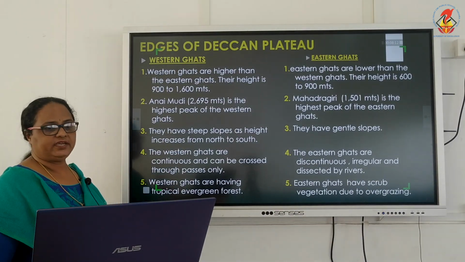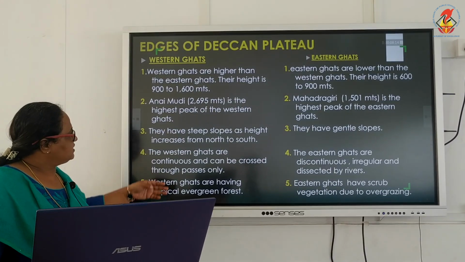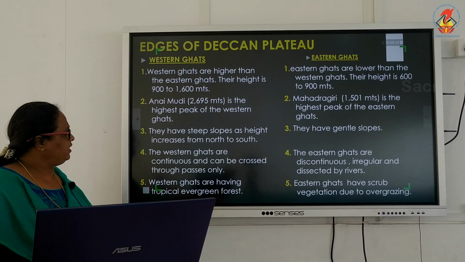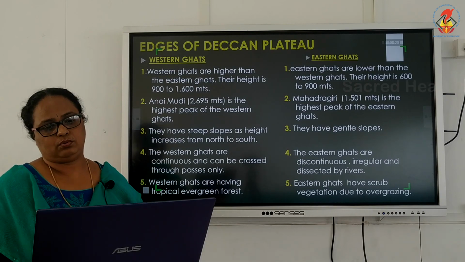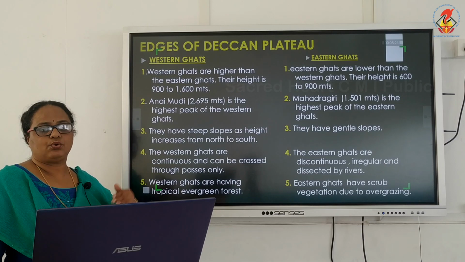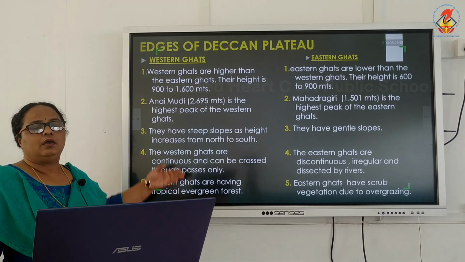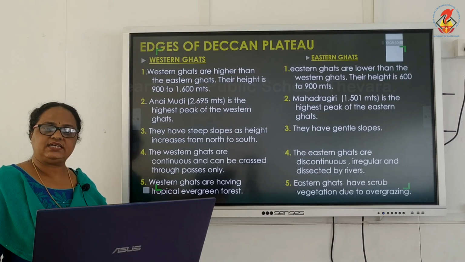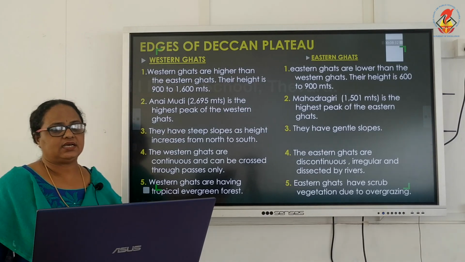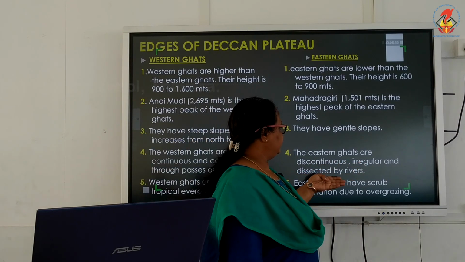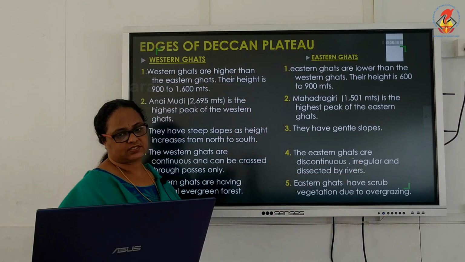The fourth point of the Western Ghats is that it is continuous and can be crossed only through passes. That is, people can pass through the passes only. That is the fourth point of the Western Ghats. So what about the Eastern Ghats? Eastern Ghats are discontinuous. They are irregular and dissected by rivers.